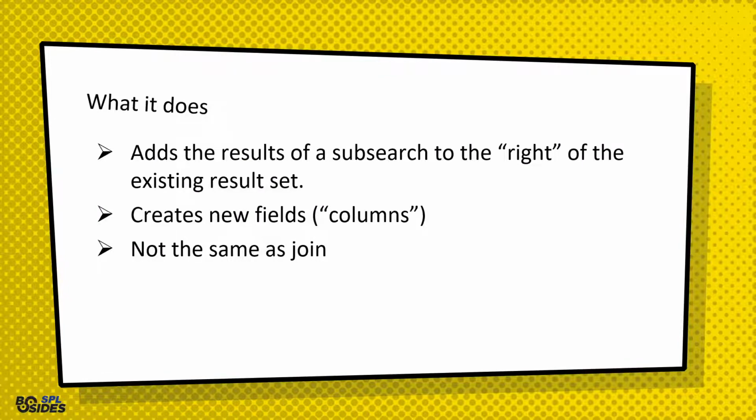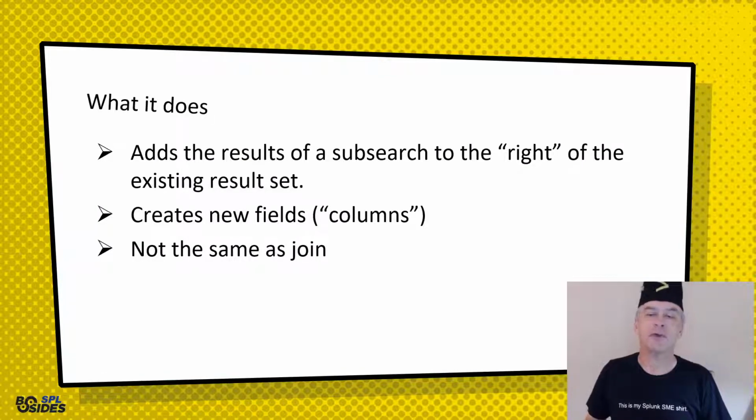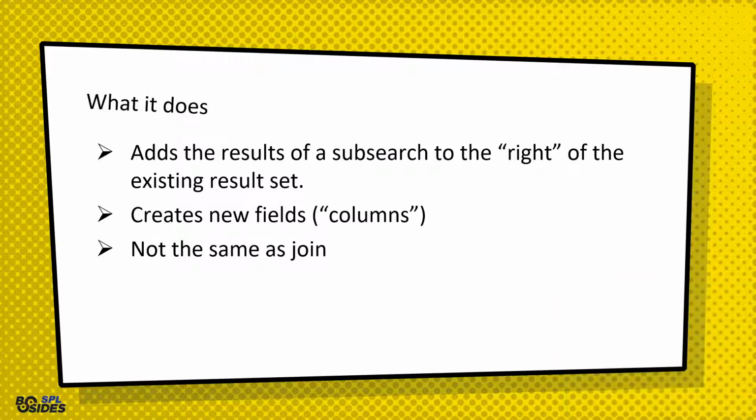The appendcols command runs a subsearch and puts the results of that subsearch to the right, if you will, of the existing results. This gives us one or more new fields or columns. We've appended the column, hence the name of the command. It sounds a bit like the join command, but it's different, as we'll see shortly.